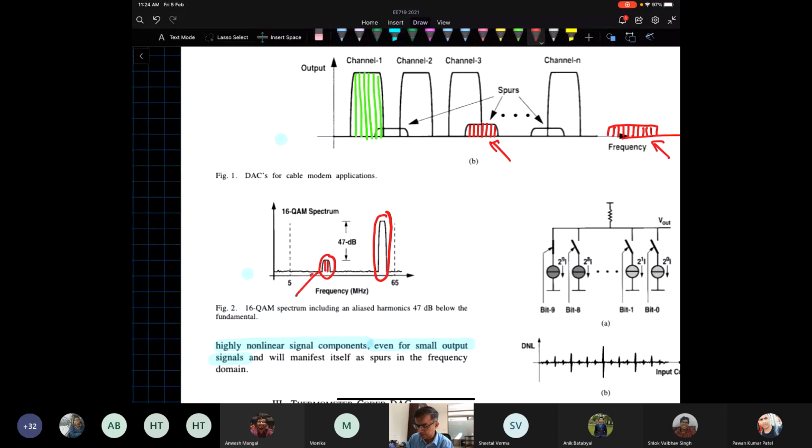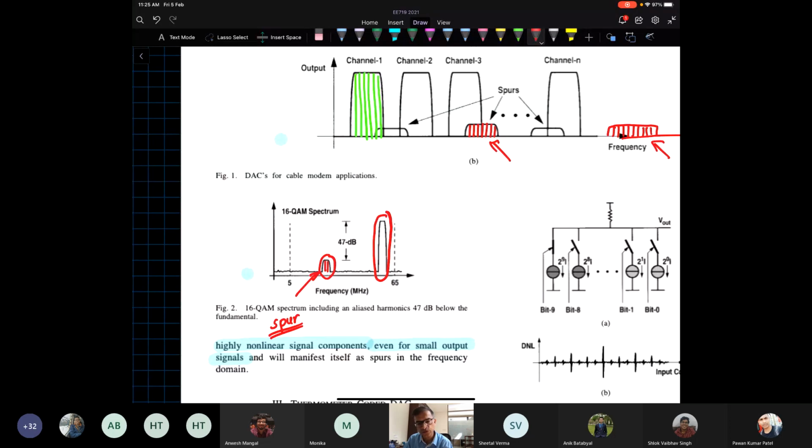So this particular spectrum is called spurious. Spurious means it's unwanted. And also the word spur is something that you should be scared of, because once the spurs start to show up in your spectrums, then they are very difficult to debug.